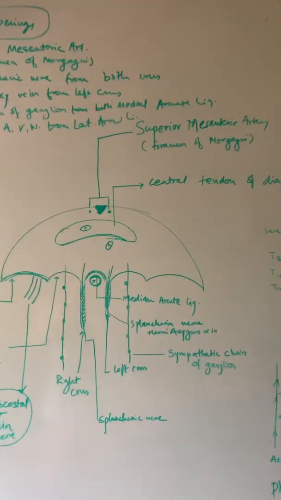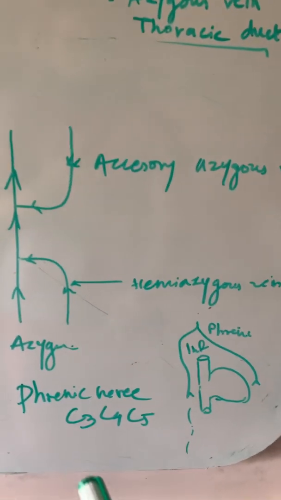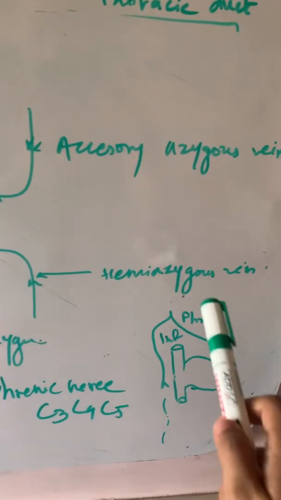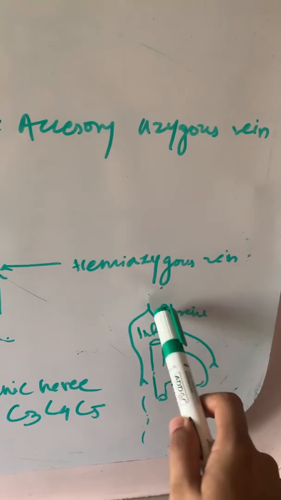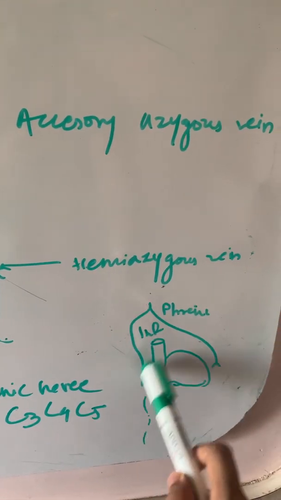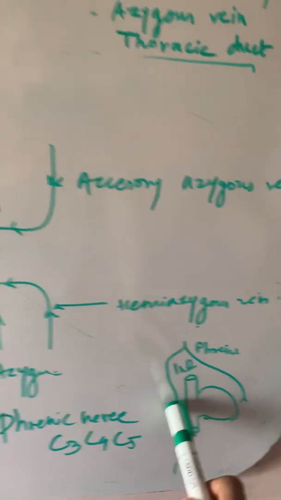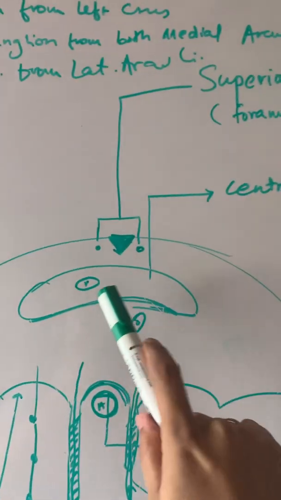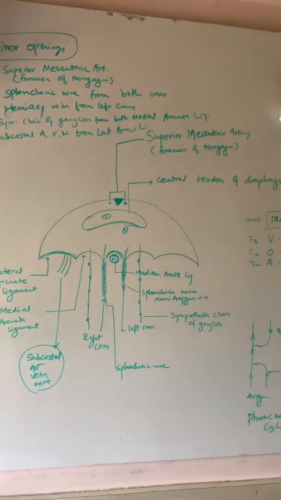The phrenic nerve supplies the diaphragm. Okay, the root value of the phrenic nerve is C3, C4, C5. This phrenic nerve passes like this along with the inferior vena cava. Suppose this is the heart, then the right side comes from this and the left side. So the inferior vena cava and the right phrenic nerve pass through the vena caval opening. Thank you.